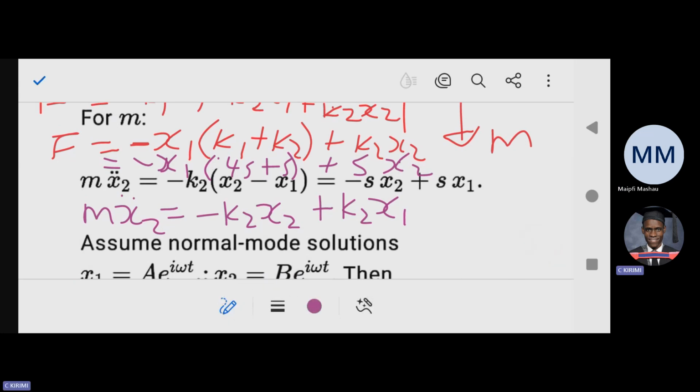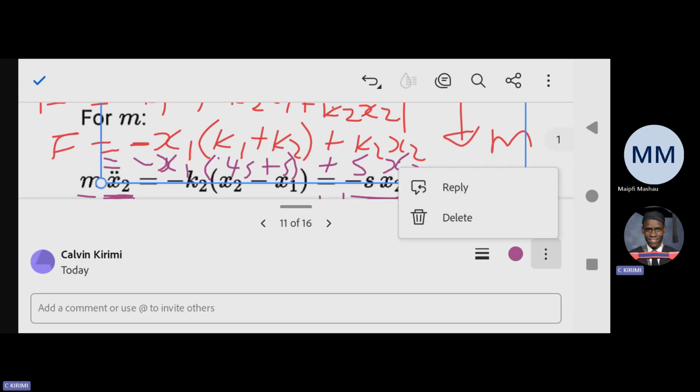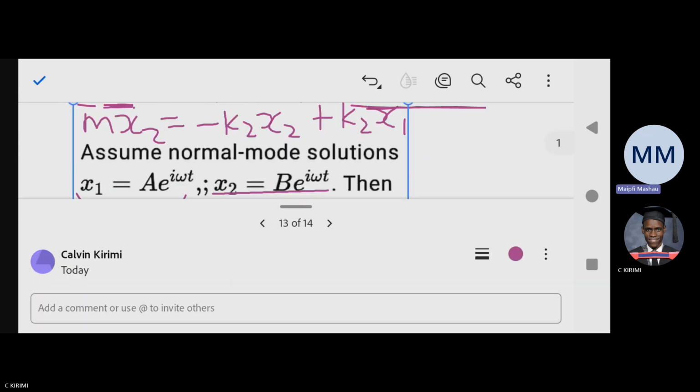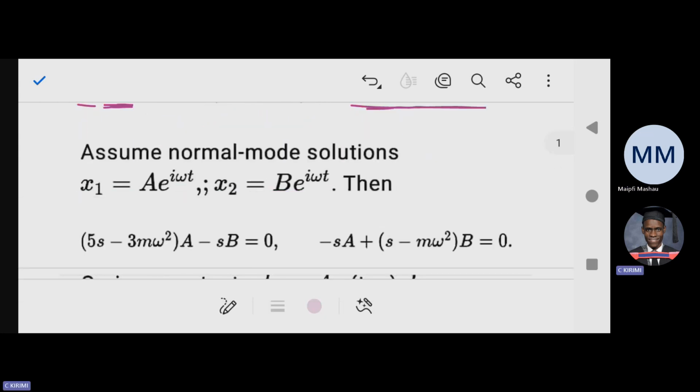Yes, here, isn't it? We are using mass times acceleration, the one that has been differentiated in terms of t. Because we are saying this is the same value as this. Can you see? Let me write it clearly and neatly so that you can see.